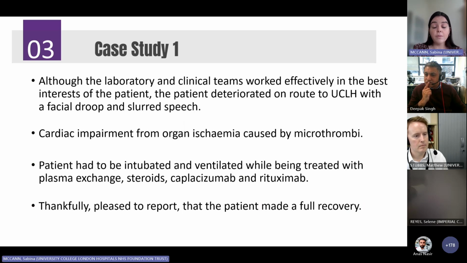Although there was swift action from both UCLH and the local district hospital, the patient deteriorated in the blue light transfer to UCLH. There was cardiac impairment from the organ ischaemia caused by microthrombi, and unfortunately the patient had to be intubated and ventilated while being treated with plasma exchange, steroids, caplacizumab and rituximab. However, I'm very pleased to report that the patient has since made a full recovery and is attending his follow-up appointments.